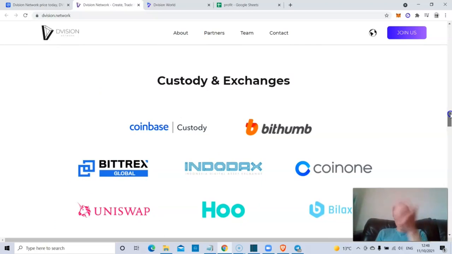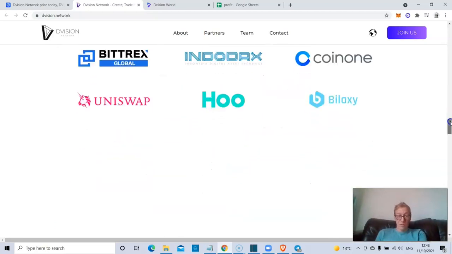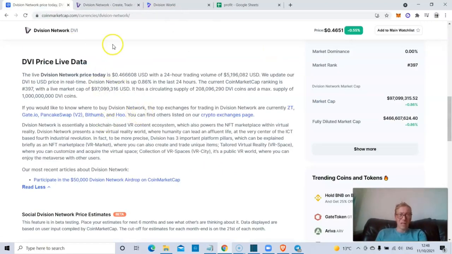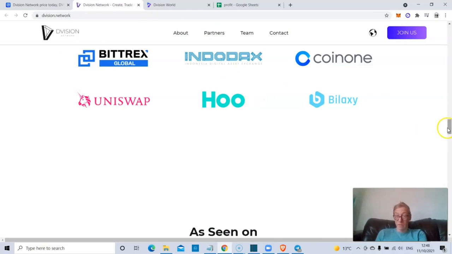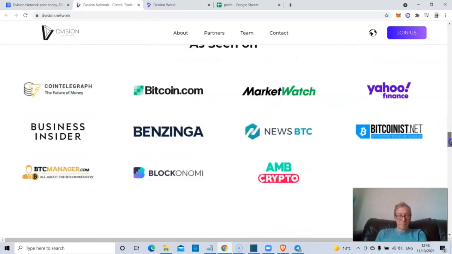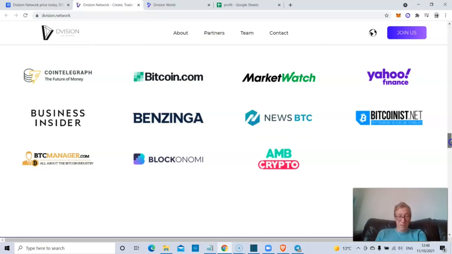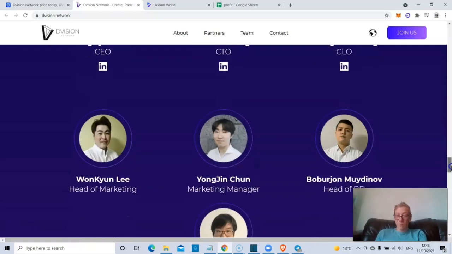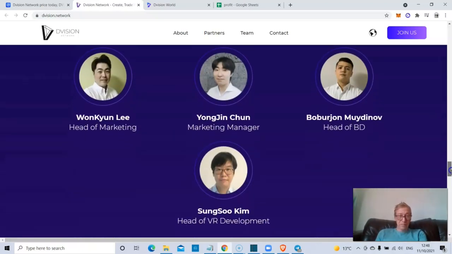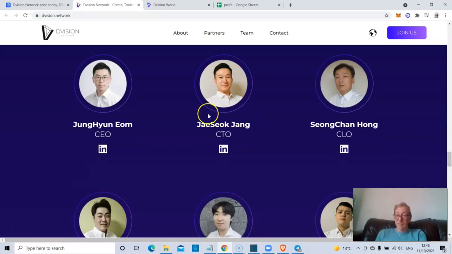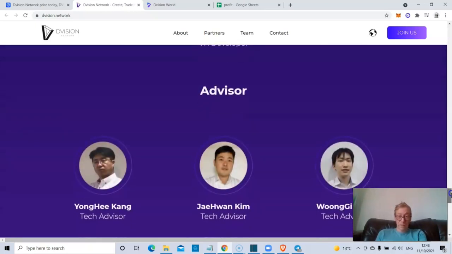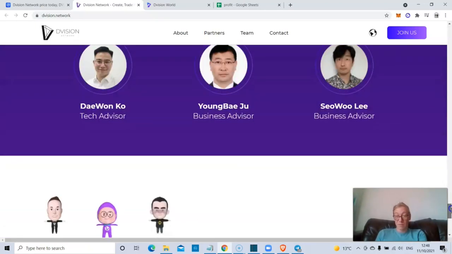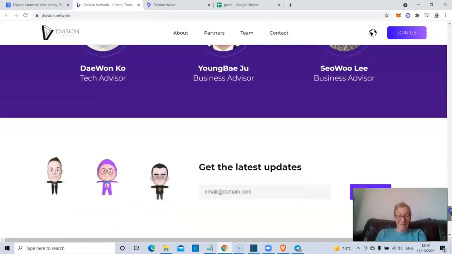In terms of exchanges, you can get it on Coinbase Custody, Bittrex, Uniswap, and others, but I believe you can get it on PancakeSwap now. I'd go with PancakeSwap. Fees will obviously be smaller. It's been advertised in a number of places as well, as you would expect. VR games are inevitably the future. If you want to check out the team, particularly the three co-founders, click on their LinkedIns. They're an impressive team. Their tech advisors are, again, an impressive team.